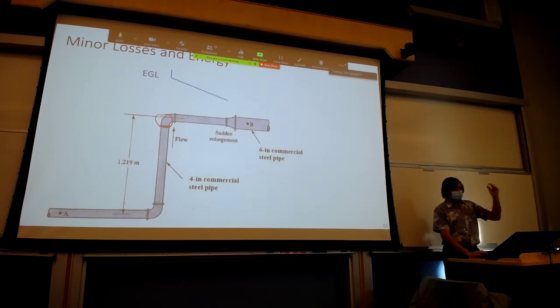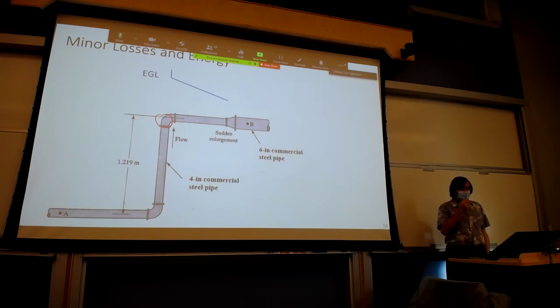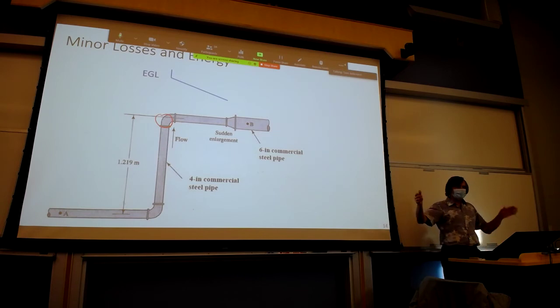We have energy losses over and above those due to friction. And then in the smaller diameter pipe, the 4-inch commercial steel pipe, we have energy losses just due to friction. And that's why you have a constant slope to the energy grade line. If we took that total drop and divided it by the length, we get the slope of the energy grade line.